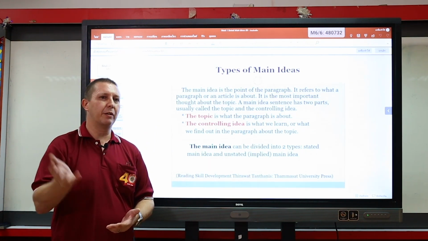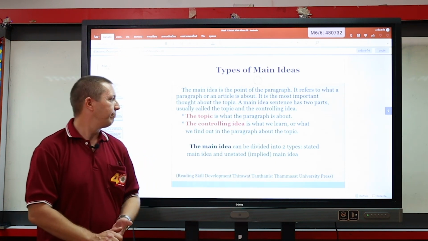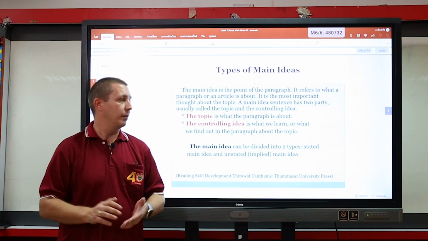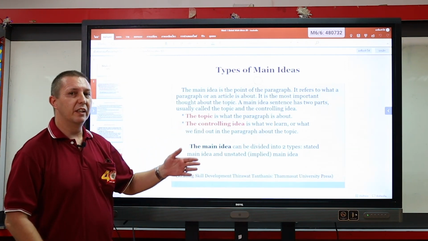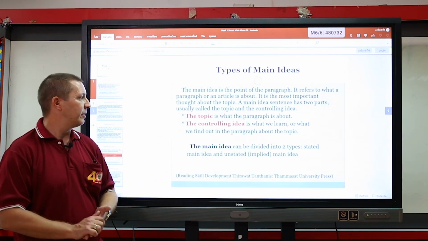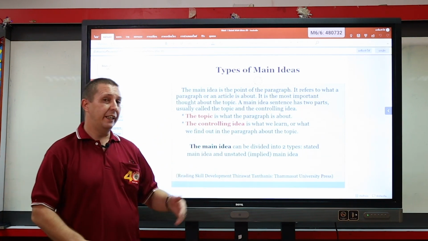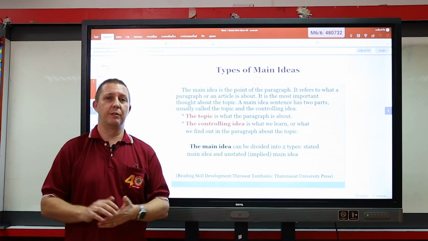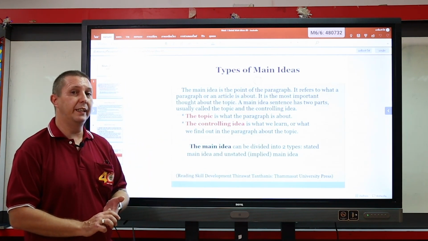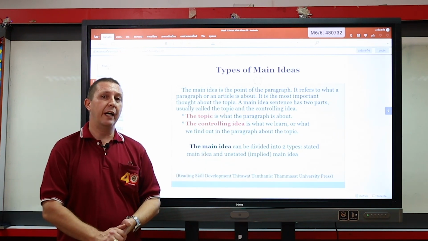So when you read about the paragraph, you can get the idea as to the general topic. The controlling idea, a little bit more specific, is what we want to learn or what we need to learn or find out about the topic. So the controlling idea is also important. The main idea, there are two types. The type that we're starting to learn today, which is stated main idea, and also unstated or implied main idea.